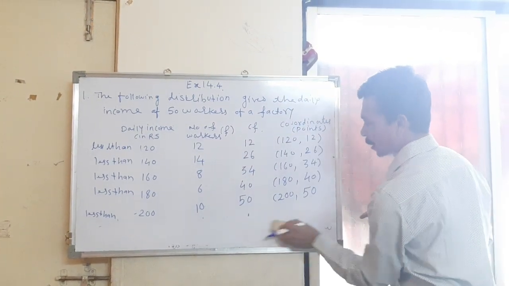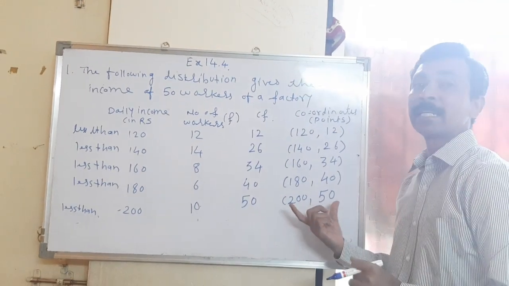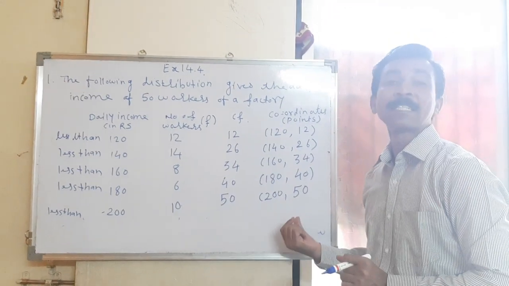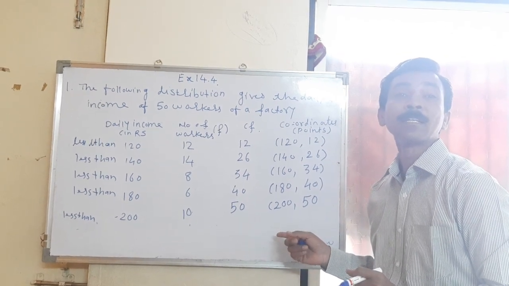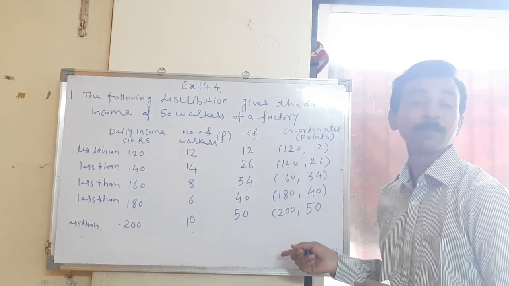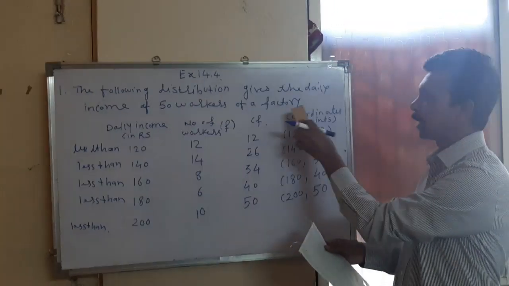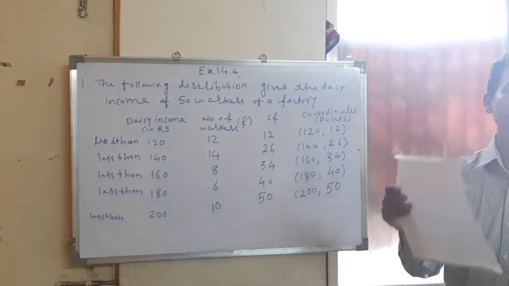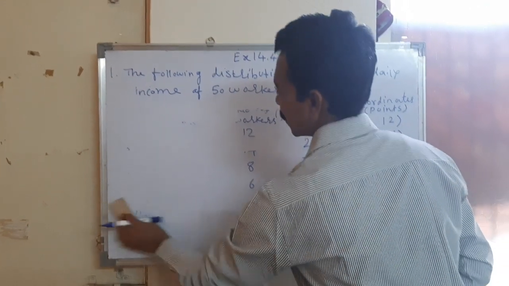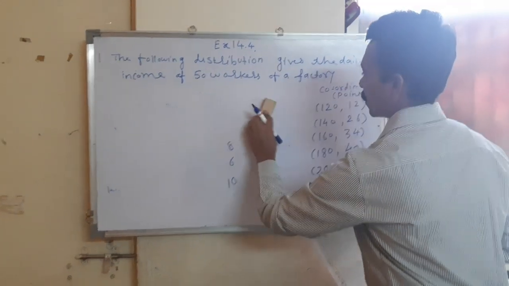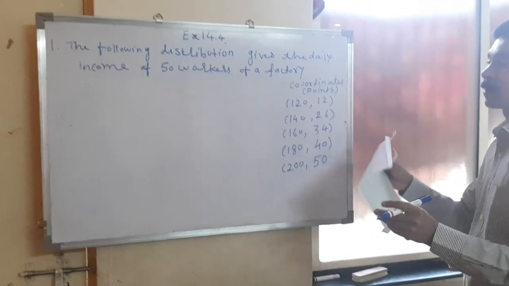Now everything is ready. Now we have to plot these coordinates on the graph. We'll see how to plot these coordinates on the graph and then how we obtain the less than type ogive. Now we need only the coordinates to plot on the graph paper. So I'll rub this part because we don't need it, and now I will stick the graph paper here.